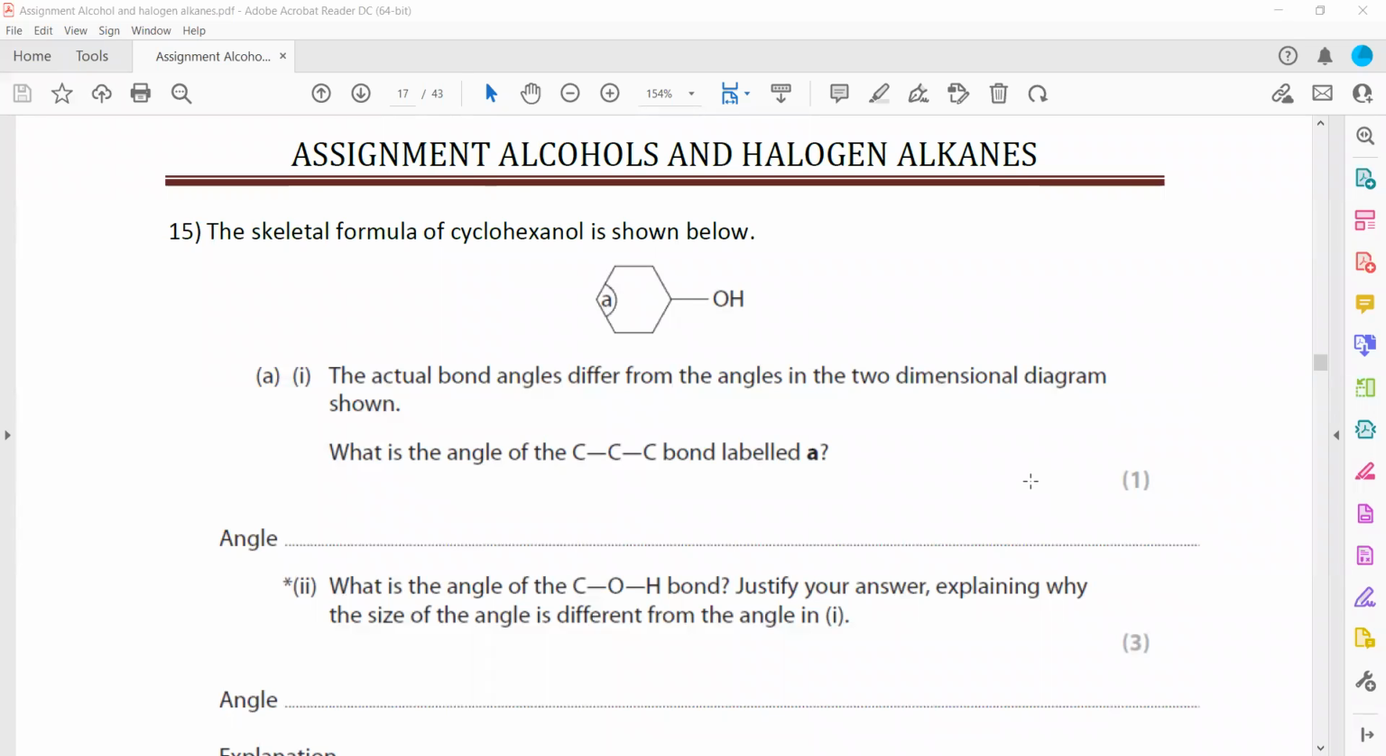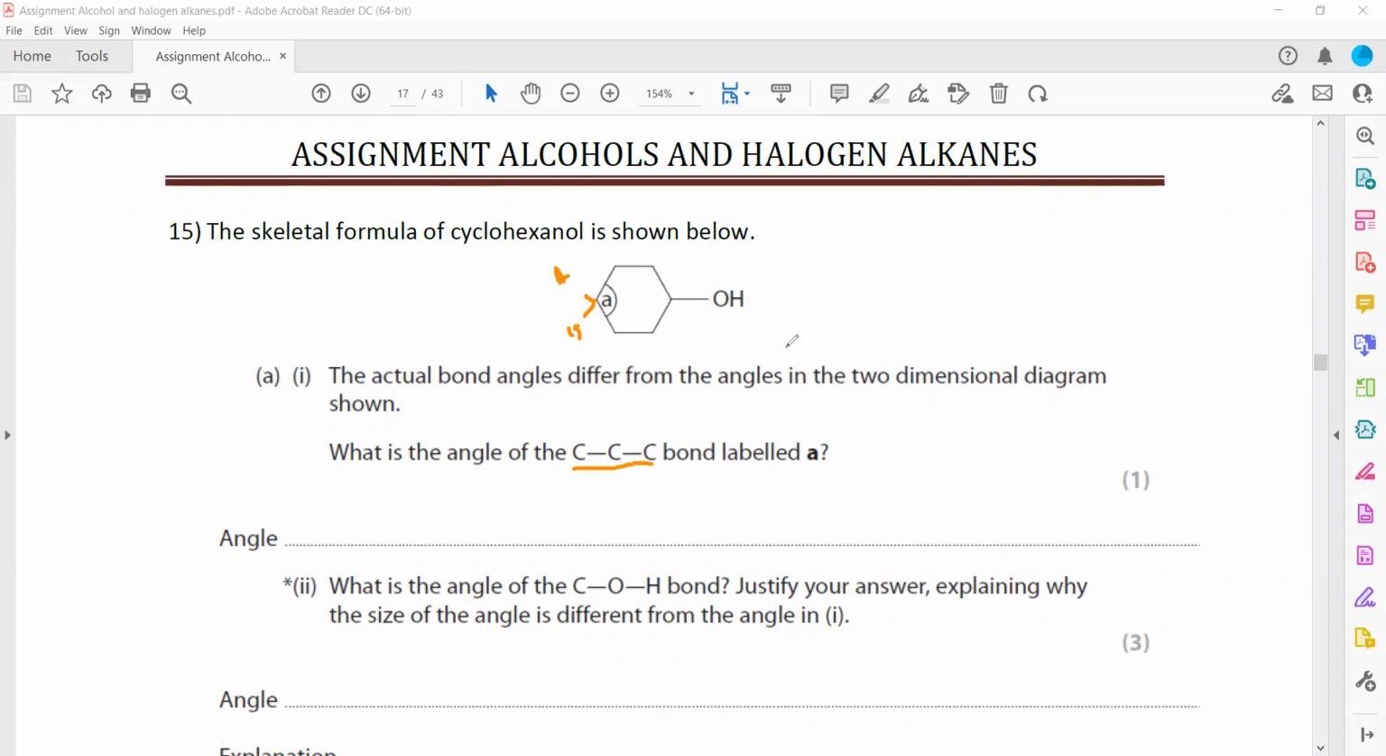So, assignment: alcohols and halogenoalkanes, question number 15. The skeletal formula for cyclohexanol is shown. The actual bond angles differ from the two-dimensional diagram. As you can see, we have to find what a carbon-carbon bond angle is like. The hydrogens are not given, because this is a skeletal formula.